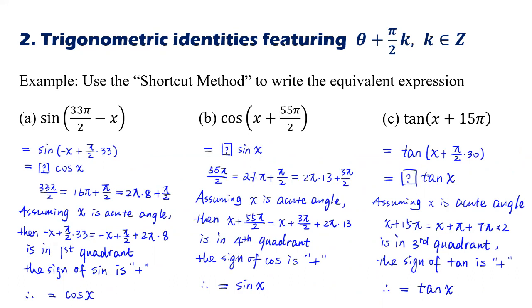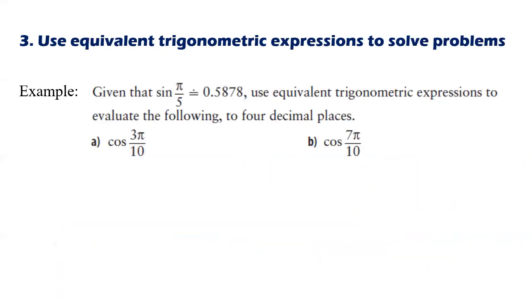All right. So let's see part 3 of this course. Use equivalent trigonometric expressions to solve problems. Okay, first let's see an example here. Given that sine pi over 5 is approximately 0.5878, use equivalent trigonometric expressions to evaluate the following to four decimal places. All right, I'll give you 3 minutes to think about it.